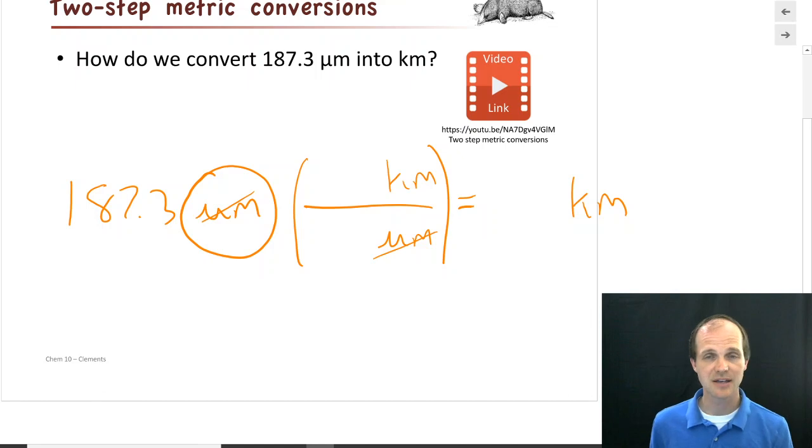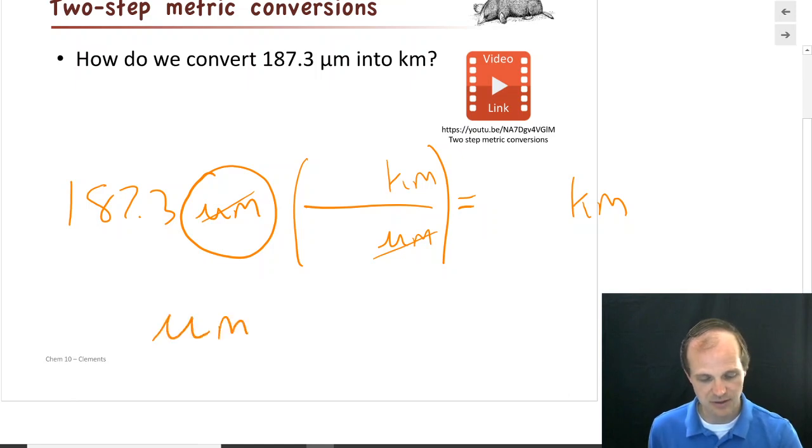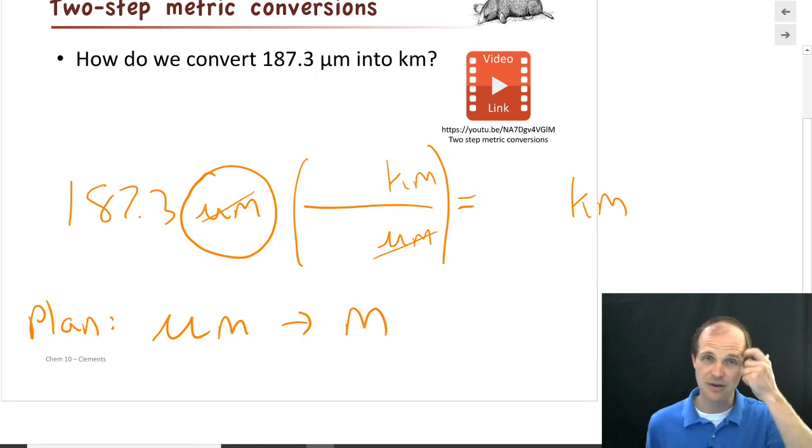And in general, any unit with a prefix on it, what we know how to do is get rid of that prefix. So I know how to convert micrometers into meters. Remember now that we're doing a multi-step, we're going to do a plan. What are we going to do? What's our plan in converting this?